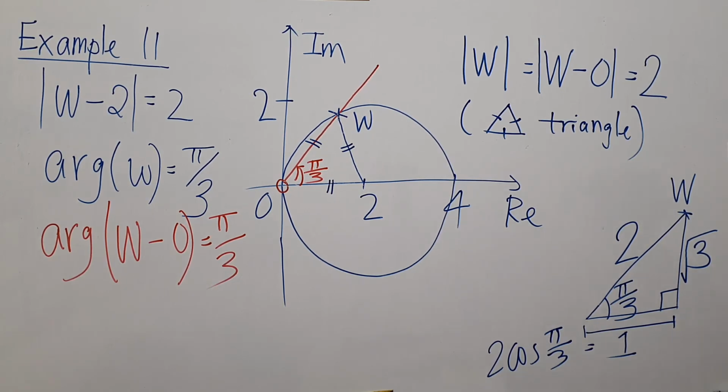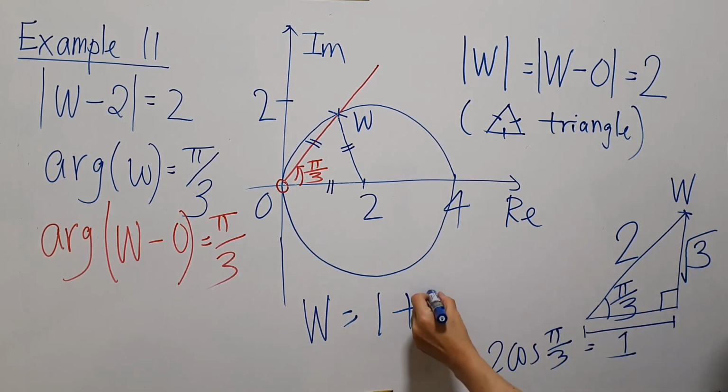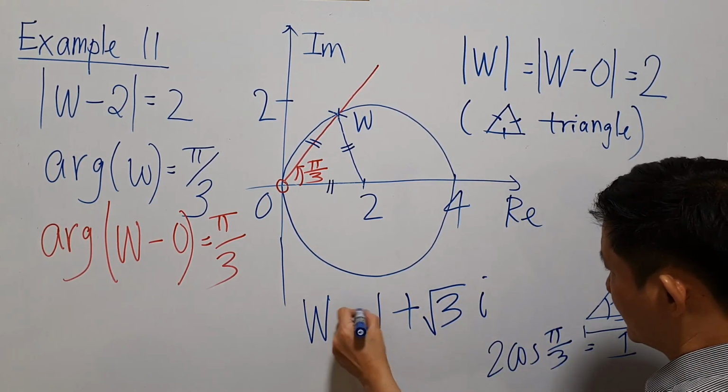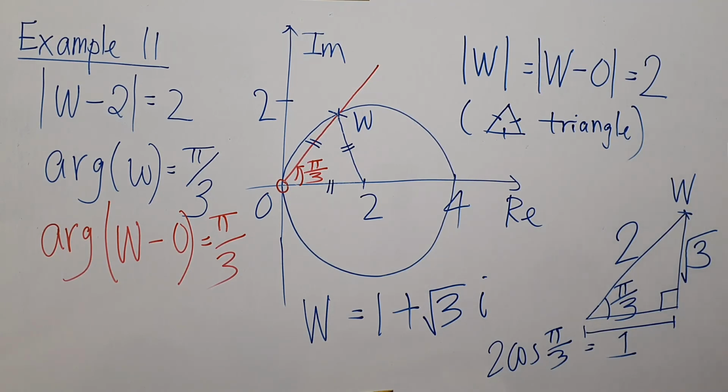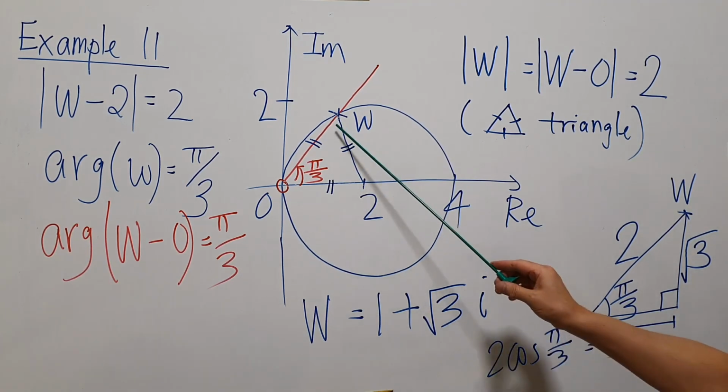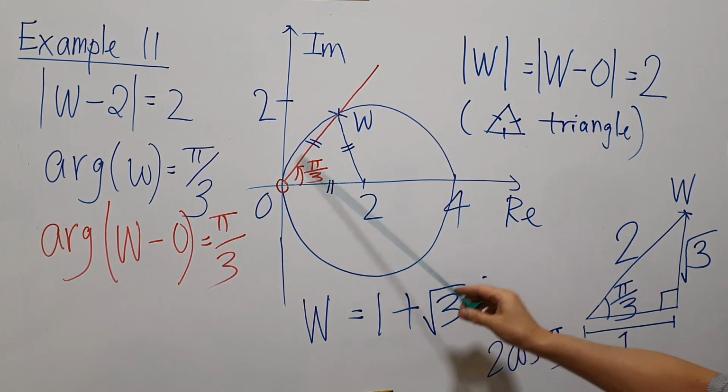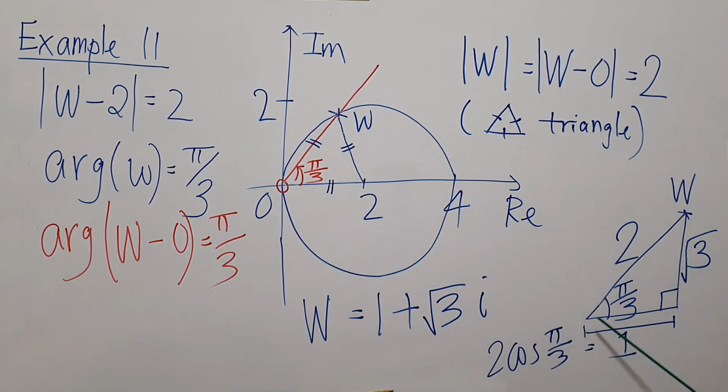So all in all, the complex number W horizontally is 1 unit and vertically is root 3 units. So the complex number is 1 plus root 3i. What I've done here is I have made use of this triangle here, which is reproduced here, to find my horizontal and vertical distance, and therefore I can tell that the complex number W is exactly 1 plus root 3i. And that completes example 11.